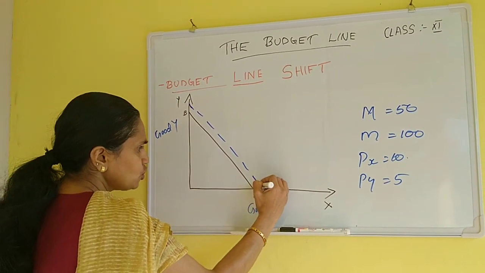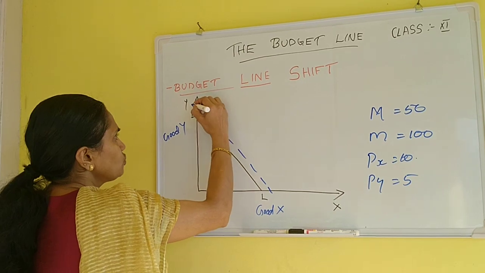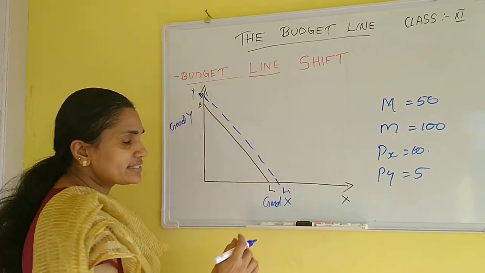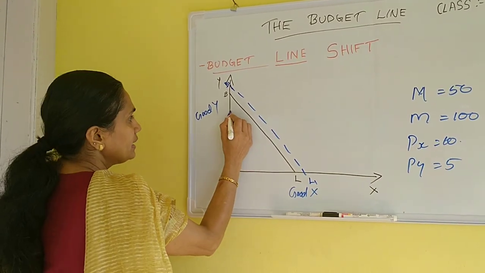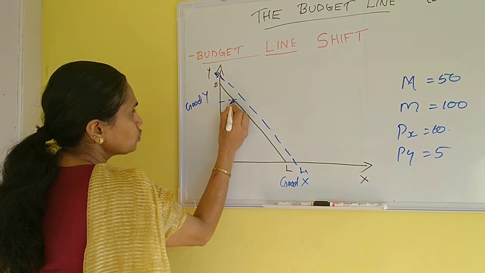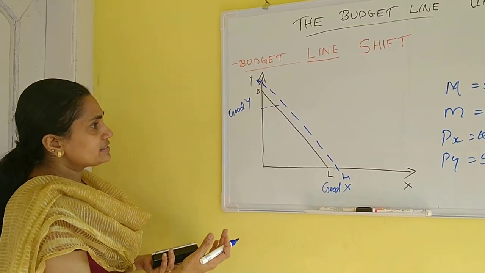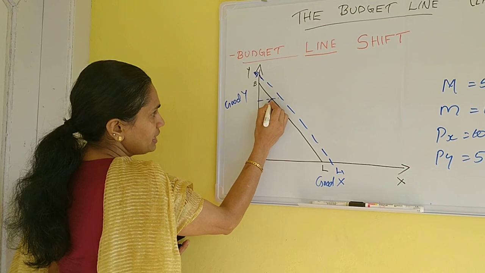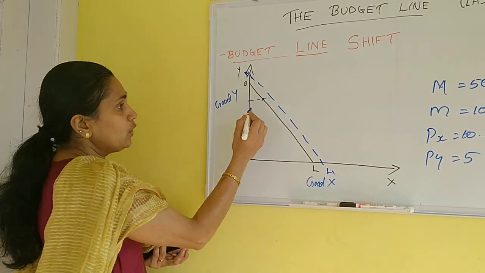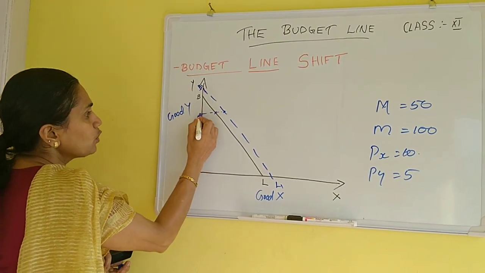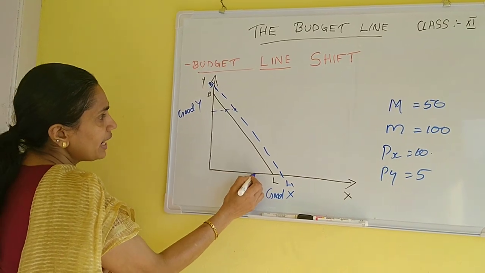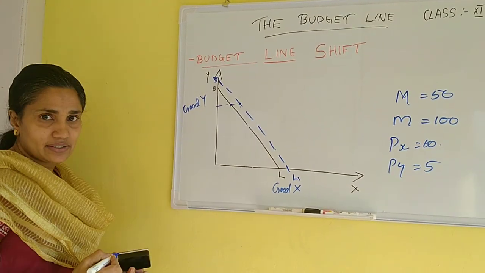That means the consumer is able to consume more of good X and more of good Y. In the previous situation, we can see that the consumer is able to consume this combination. Now the consumer is able to consume more of good Y and good X.